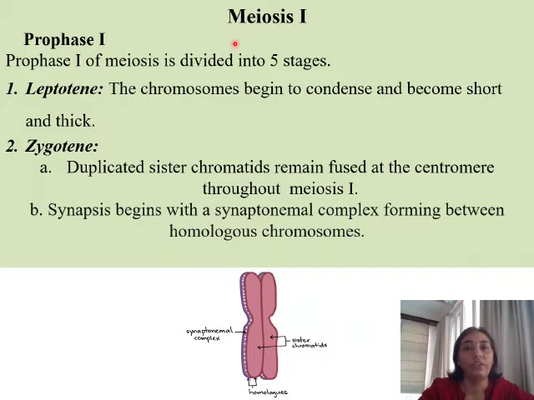Let us begin with meiosis 1, but let us first quickly revise homologous chromosomes and sister chromatids. Homologous chromosomes are a pair of chromosomes inherited from each of the parents, that is mother and father. And we even saw that these homologous chromosomes were similar in length, gene position and centromere location.